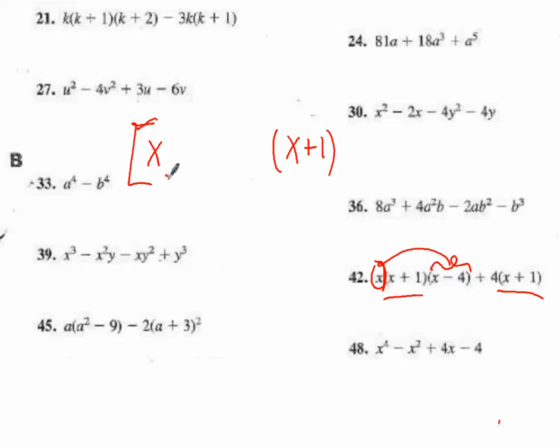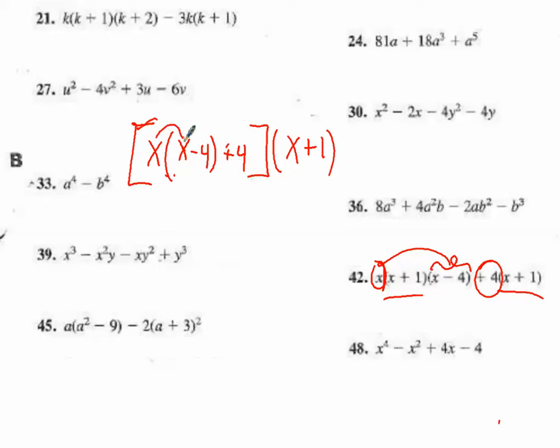So this x is going to be multiplied by x minus 4. But that's not everything. We are also multiplying x plus 1 by this piece right here. Now this kind of looks like a jumbled mess, right? But we'll see that when we multiply it out, it won't look so bad.